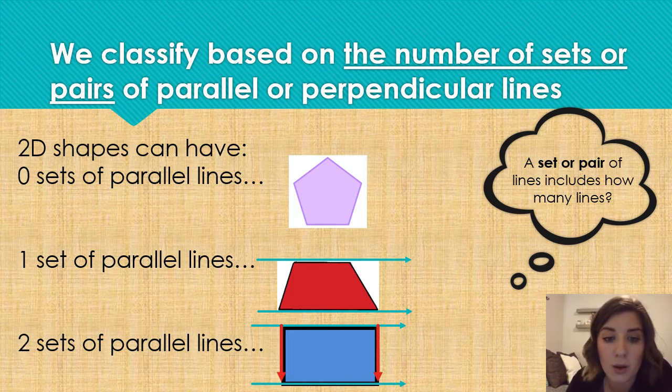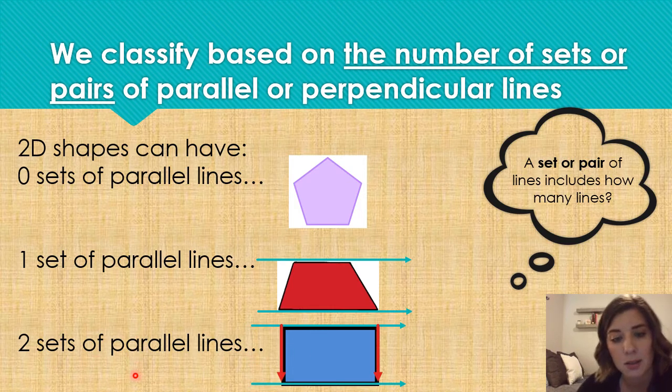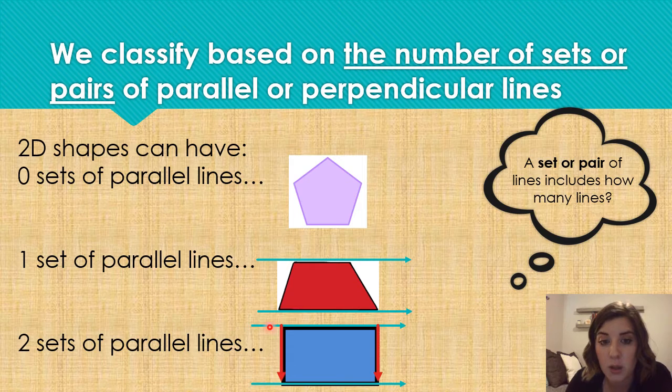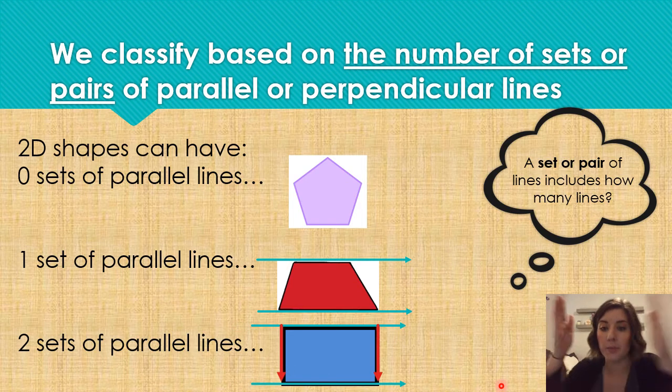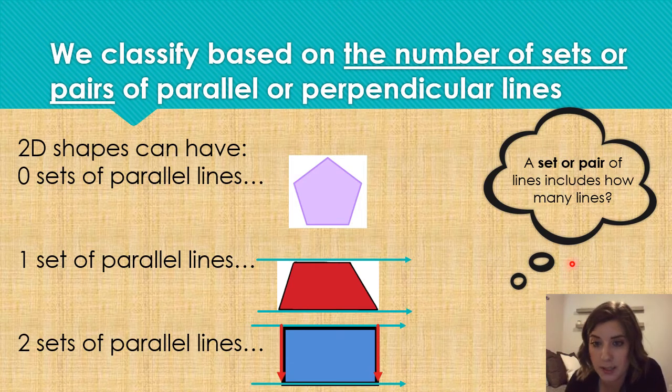So that wouldn't work. And then if we look here, the sets of parallel lines in a rectangle, the top and the bottom are parallel, that's 1 set, and the sides are another set. So that's 2 sets of parallel lines, and all rectangles have 2 sets of parallel lines.